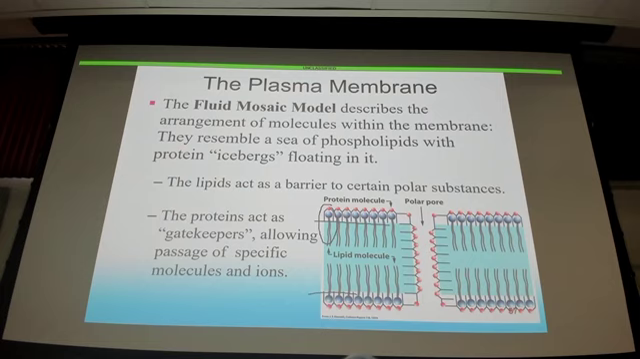Not easily. Where we're going with this is, we're going to look at the bilayer, then look at how we get things through it later. But for now, we just have to keep in mind, these are lipids that are separating the inside from the outside of that cell.